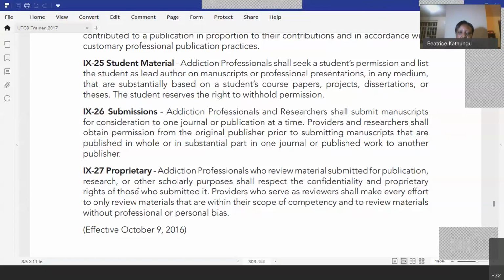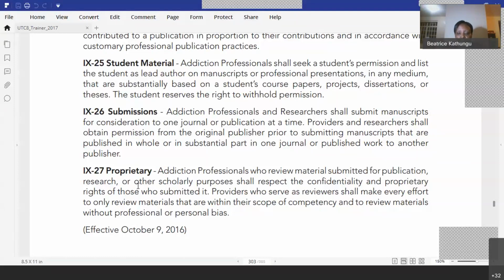And it's also telling us that if you serve as a reviewer, you must make every effort to only review materials within your scope of competency. Now that's important. So even if you're approached, and I know I have been approached sometimes to review material in certain areas, I have actually said no, because someone thinks I am competent, but I feel that there's someone else who's more competent. So instead, I refer another person to be given the work.